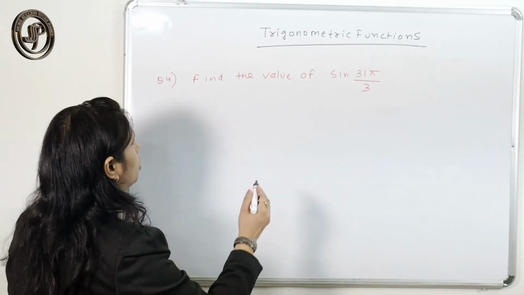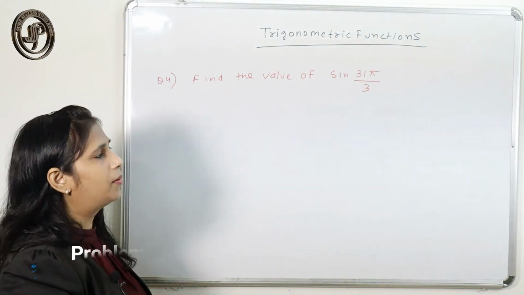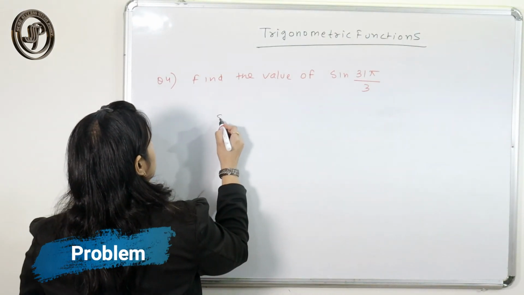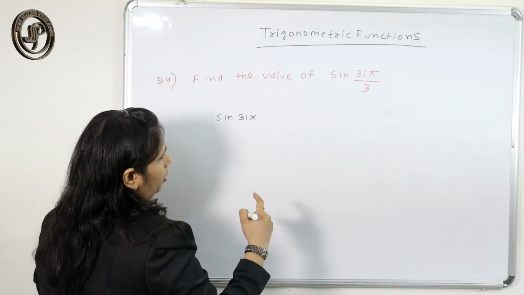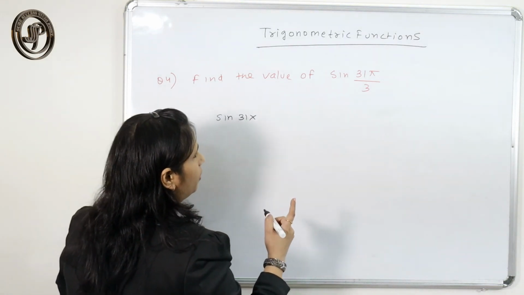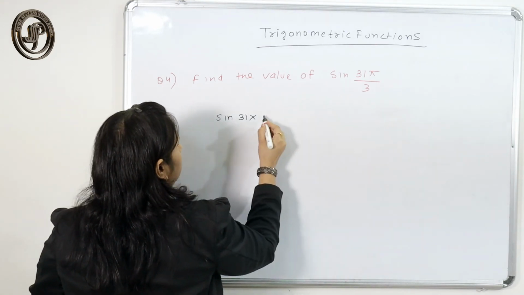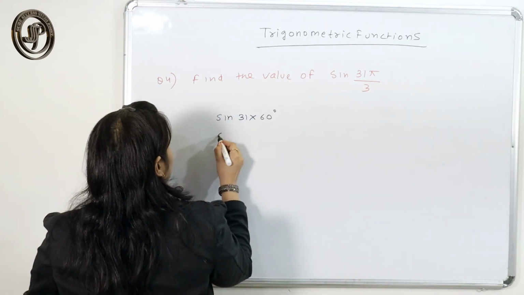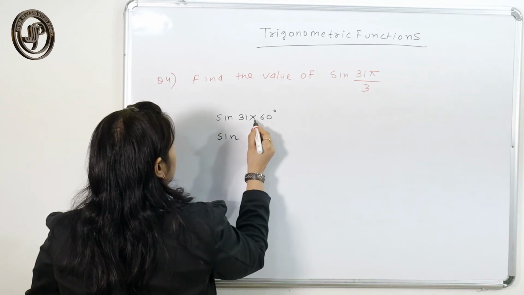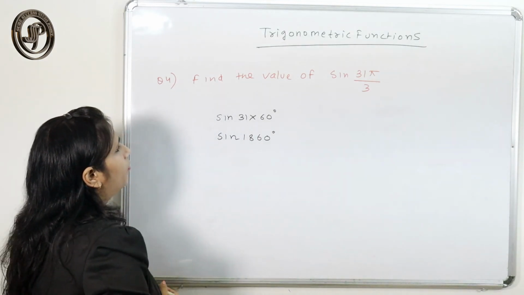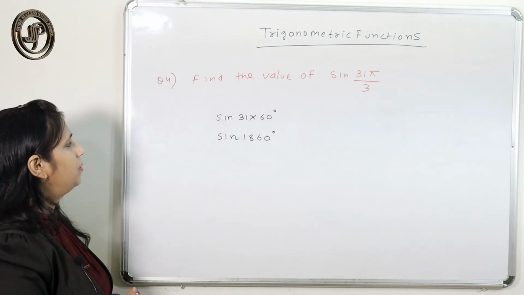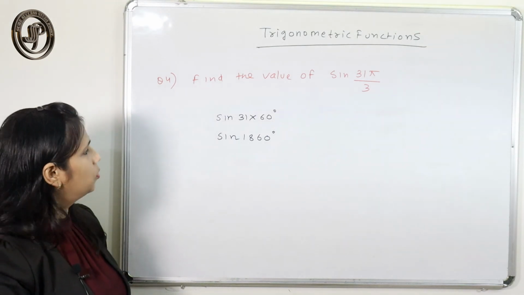The important question, you have to find the value of sine 31 pi by 3. How do you do this question? Since it is sine 31 pi by 3, let's convert it into degrees. Pi by 3 is how much? 60 degree. So you have to find sine 31 pi by 3, meaning sine 1860 degree.